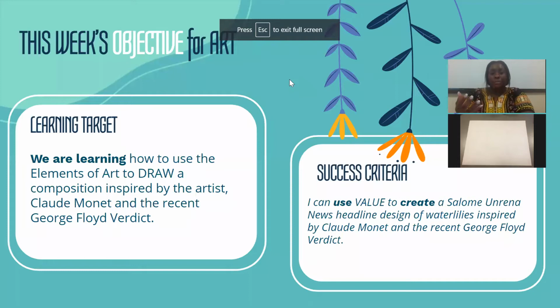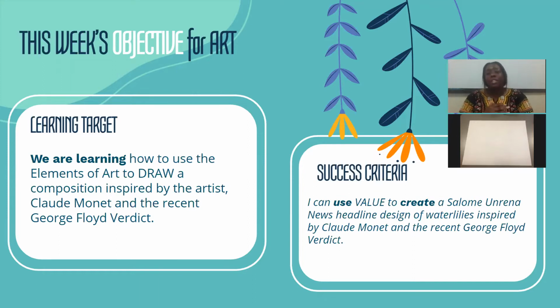So this week's objective for art is that we are learning how to use the elements of art to draw a composition inspired by the artist Claude Monet and the recent George Floyd verdict, right? And we will reach our success criteria when we can use value to create a news headline design of water lilies inspired by Claude Monet and the recent George Floyd verdict.